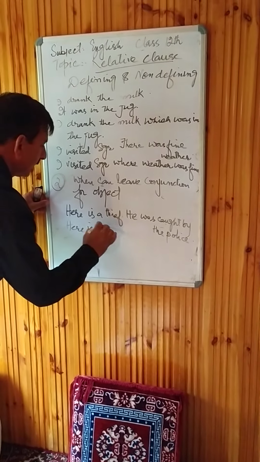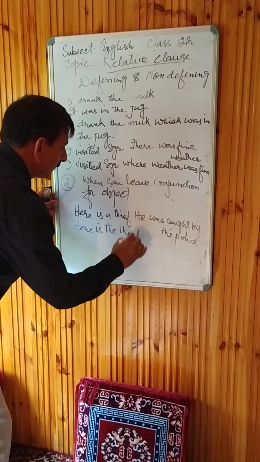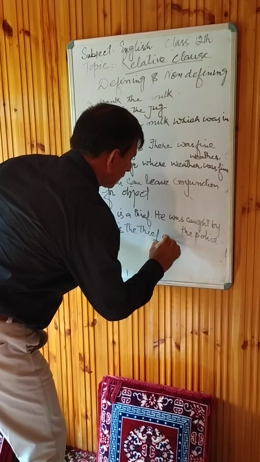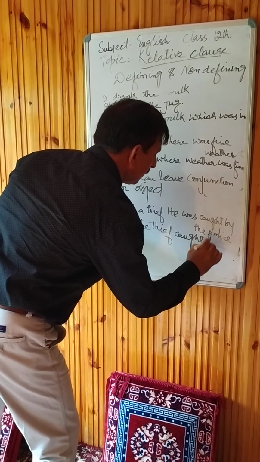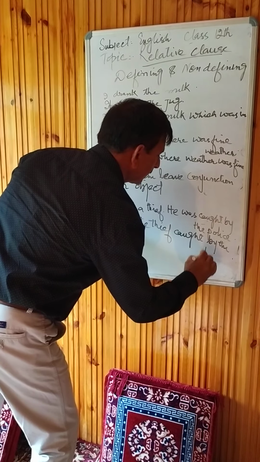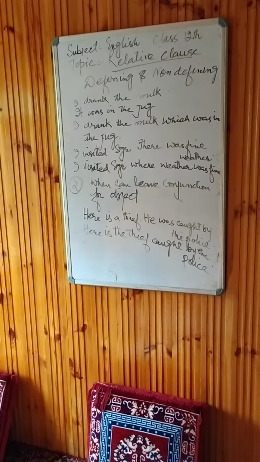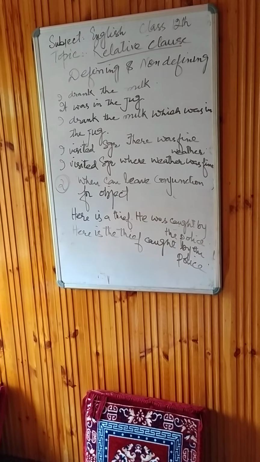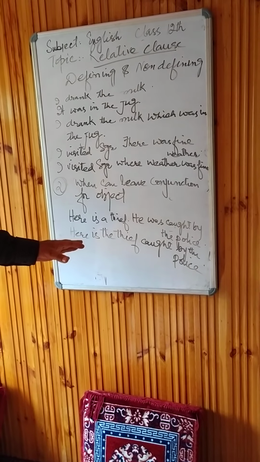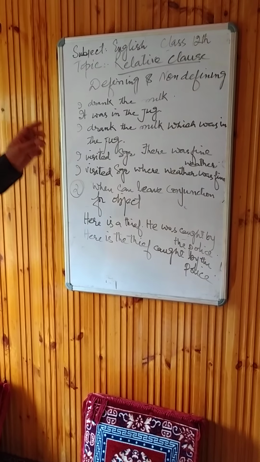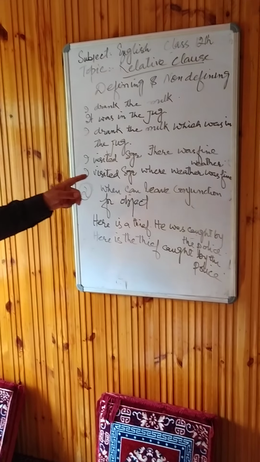Here is the thief caught by the police. The sentence is correct. There is no problem, though we have not used the conjunction here. If we use it, there is no problem, but we can leave it out. All these things were about defining information.